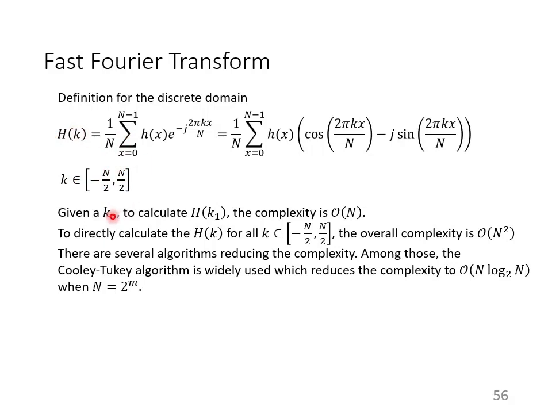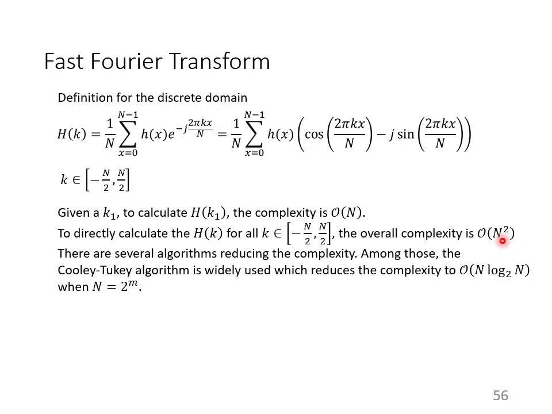Then given a k value, if we want to calculate it, the complexity is order of n, because x is from 0 to n minus 1, so there are totally n values. So we need to calculate n times of h(x) and n times of the exponential and then sum them up. So the complexity of a given k value is order of n. And how many k values are there? Totally n. So the overall is n times n. So this complexity is n squared, quite large.